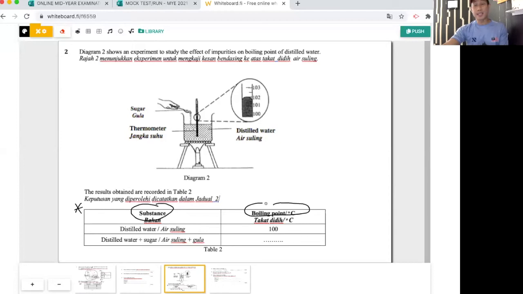So based on this, what is the manipulated variable? Of course, the substance. So this will be your MV, the substance used. You have distilled water as one of your substances, and another one is distilled water plus sugar. So these are the two different substances being manipulated here. And on your right is the RV, which is boiling point. Understand? So identification of variables shouldn't be an issue anymore because the answers are already there. You just need to know which is which. That's all. Now let's go back to the first question.